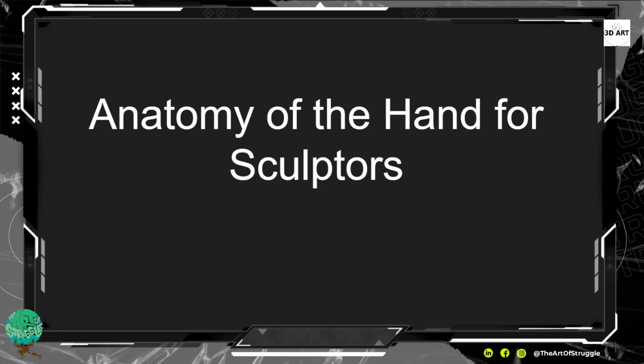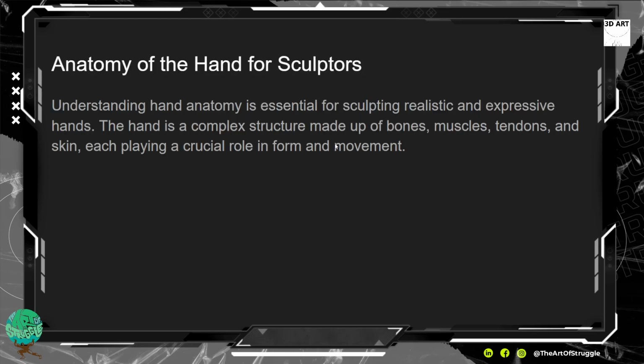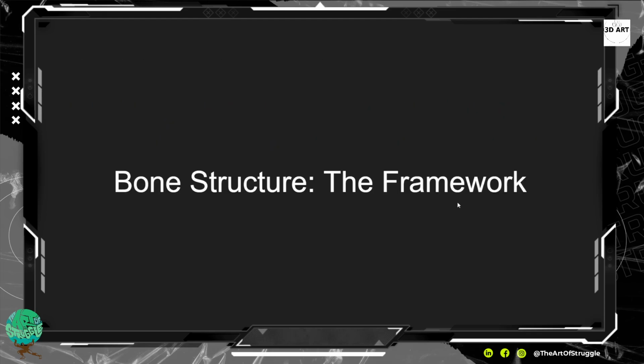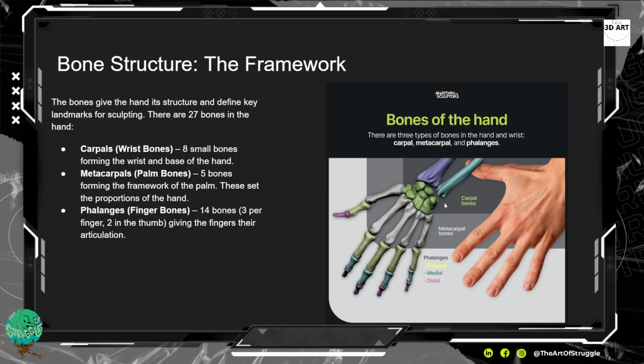All right. So let's talk about the anatomy of the hand for sculptors. Understanding the hand anatomy is essential for sculpting realistic and expressive hands. The hand is a complex structure made of bones, muscles, tendons, and skin. I'm going to include fat as well, each playing a crucial role in form and movement. All right. So let's talk about the structure and the framework for artists.